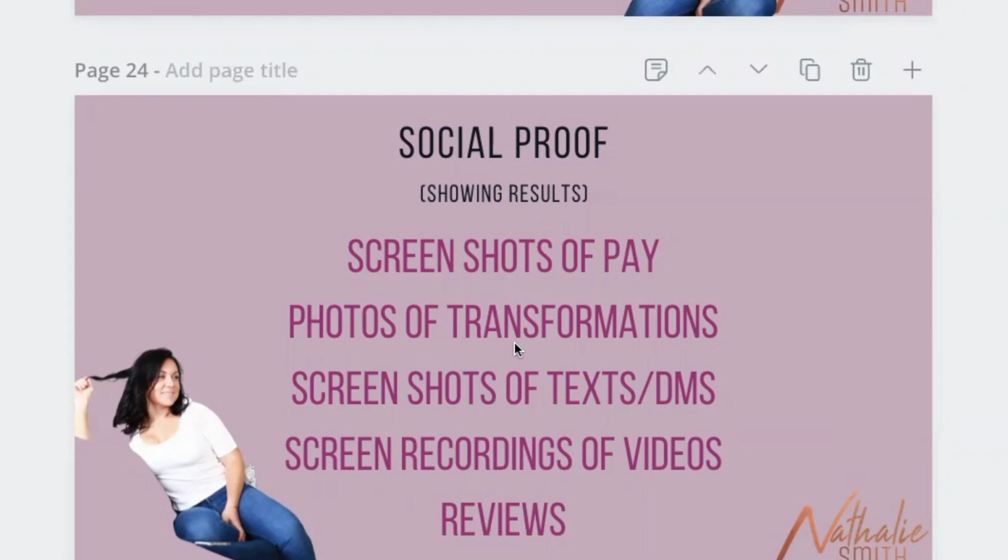So screenshots of your pay, photos of transformations, screenshots of texts or DMs when someone's like, oh my gosh, I'm feeling amazing. Screenshot that. Get with it. Don't lie and fabricate anything, you guys. Your results are perfectly fine. Just like you are enough.